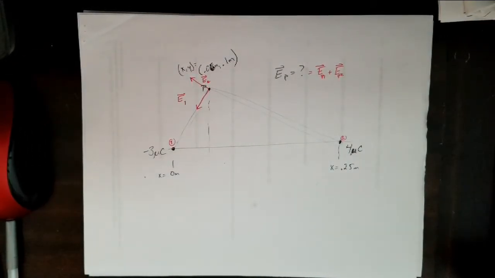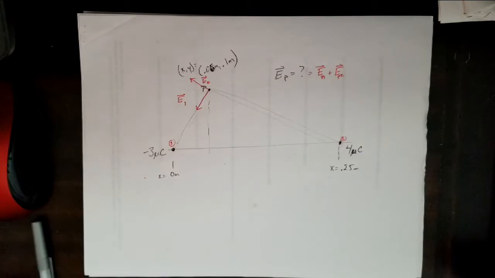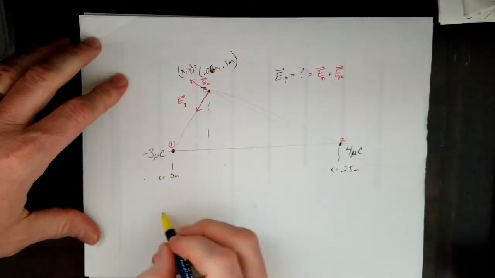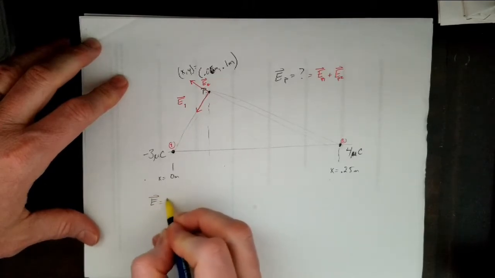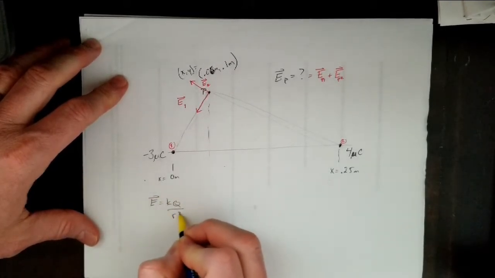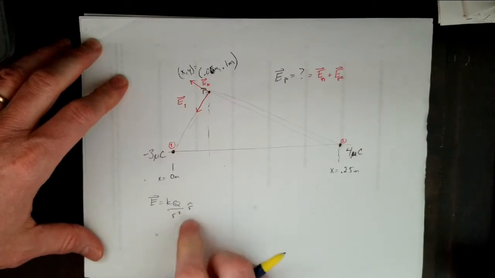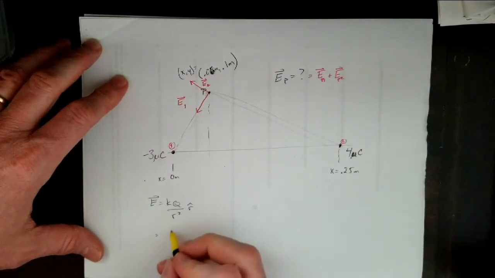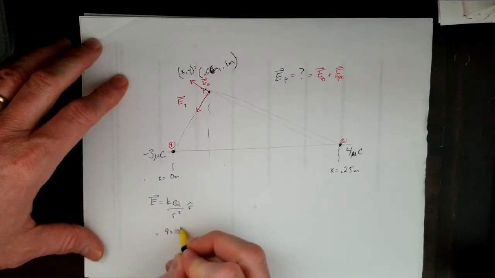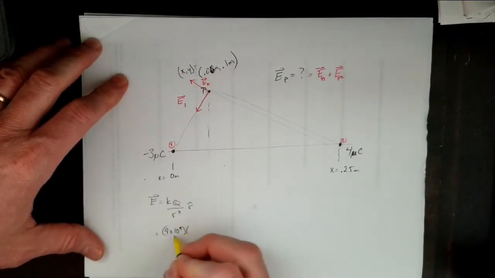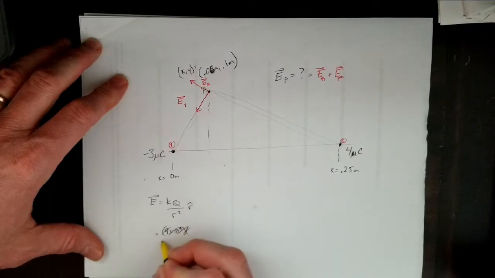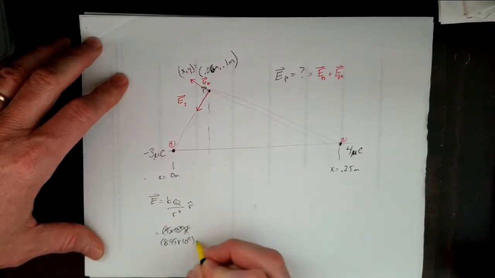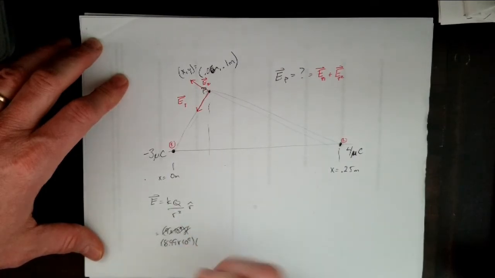So we need to first find the magnitude, and then we worry about the direction. The magnitude of this electric field, I know the electric field is equal to kq over r squared, r hat. The r hat's a directional thing. I already thought through the directions, so I don't have to worry about that too much. So this is 8.99 times 10 to the 9th, the Coulomb's constant or electrostatic constant.